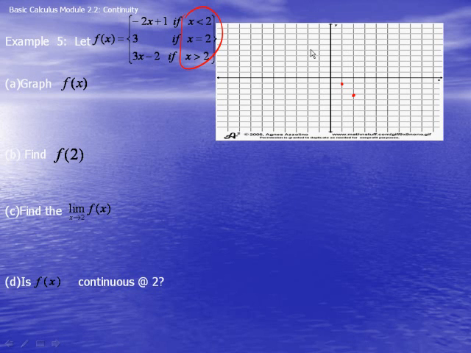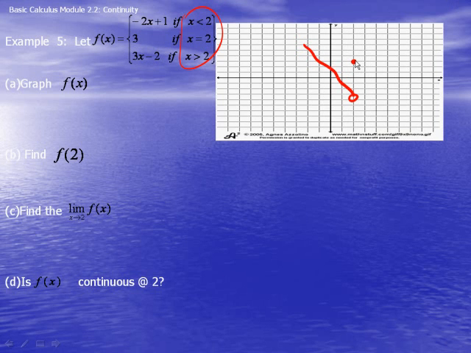So our function should look like this. And notice that it is an open dot right here. At x equal 2, it'll be an open dot. And in the second part, it says that our height is going to be 3. So that's just a dot.